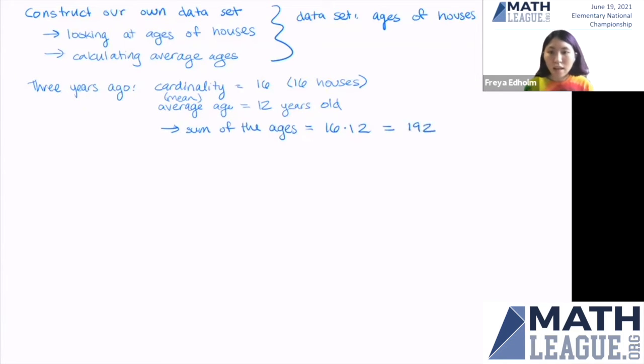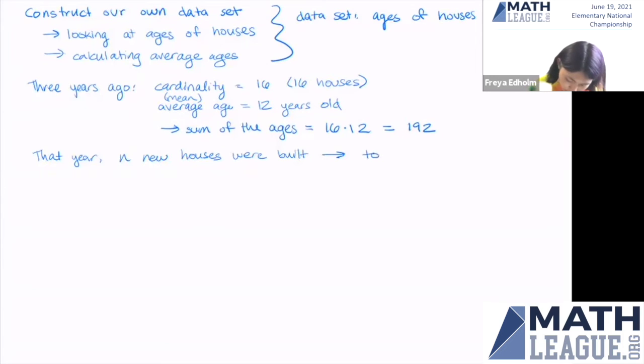Okay, cool. Then that year, we built n new houses. With way more people, we really need way more houses. We just defined a new variable n, using variables to represent quantities that we wish to find. So that means that, since no other houses were built, today our cardinality is going to be equal to 16 plus n: 16 from the original as well as n new ones.